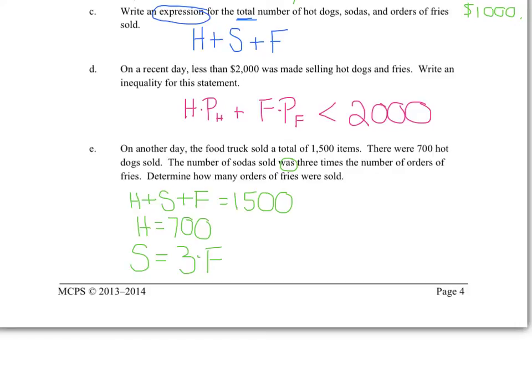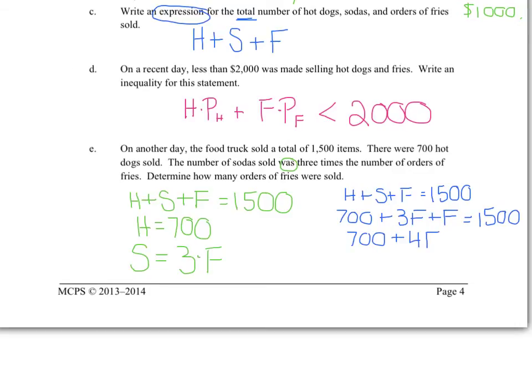So what we have is H plus S plus F equals 1,500. But we know H equals 700. We know S equals 3F. And we just have our fries for F. And that equals 1,500. Well, I'm going to combine like terms first. And I see that 3F plus F is 4F, so 700 plus 4F equals 1,500.